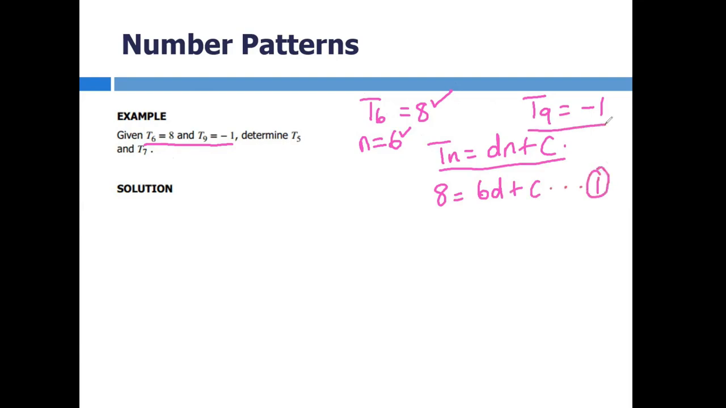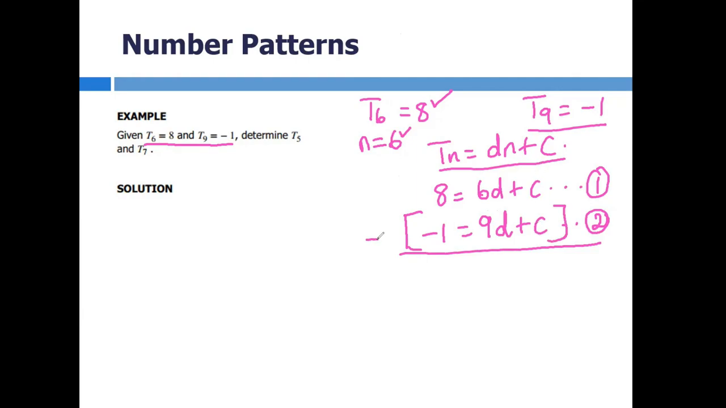We will do the same with 9. Wherever we see Tn, we replace with T9, which is -1, and where we see n, we replace with 9. So 9D plus C. And then we'll call this equation number 2. In grade 10, you have done the elimination method in simultaneous equations. Do you remember it? So you can use that now to eliminate one letter here. And the easier one to eliminate is C.